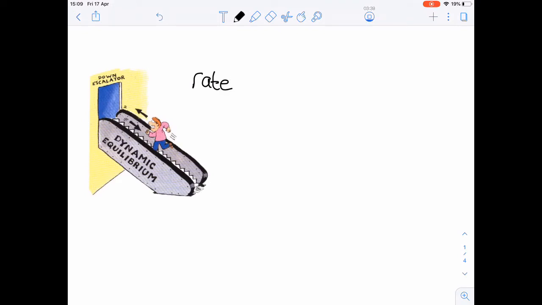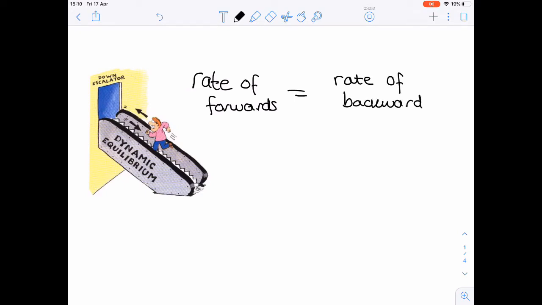So rate of forwards equals the rate of the backwards reaction. And that's just a way of remembering it. The speed at which the person is running up equals the speed at the thing going down. That's when that man has reached equilibrium on the escalator. Same idea here. The rate of the forwards reaction, the rate that the reactants are reacting together, is equal to the rate that the products are reacting together. And you form something called equilibrium.